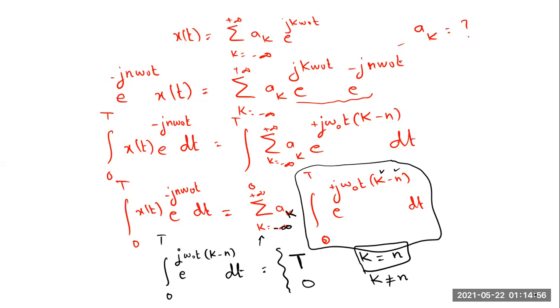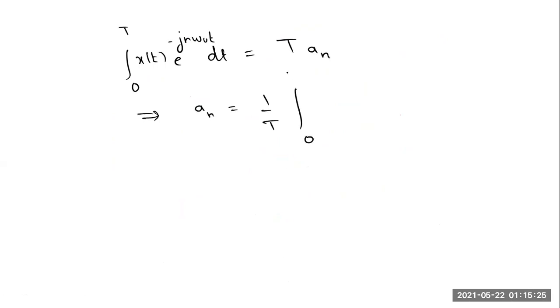Based on that, we will say that on the left hand side, we have the integral of x of t e to the power minus j n omega naught t dt from 0 to capital T. And on the right hand side, we get T an, which means an is equal to 1 over T times the integration from 0 to T of x of t e to the power minus j n omega naught t.